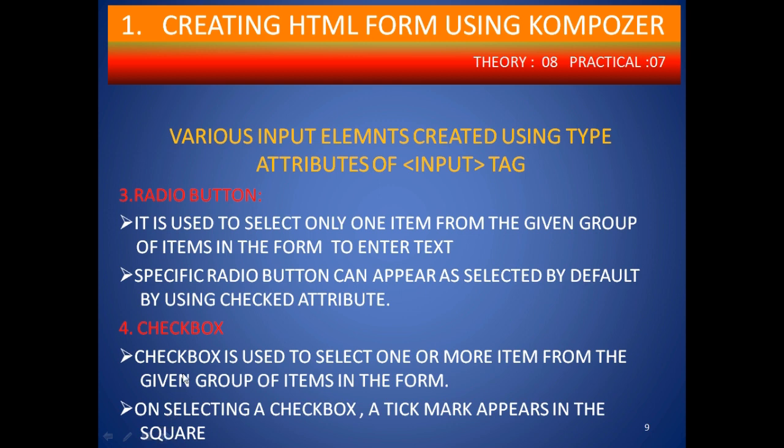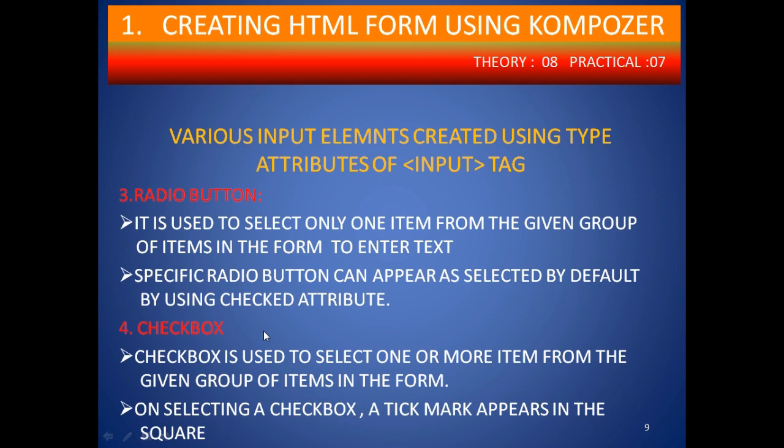The third one is the radio button. It is used to select only one item from the given group of items in the form. Students, a given group of items means, suppose there is gender. Gender is the group of items. Inside gender, there is male or female, but you are going to select only one, and that facility is provided by the radio button only. A specific radio button can appear selected by default by using the checked attribute. It means whenever you want to select the field, we have to check the round circle radio button.